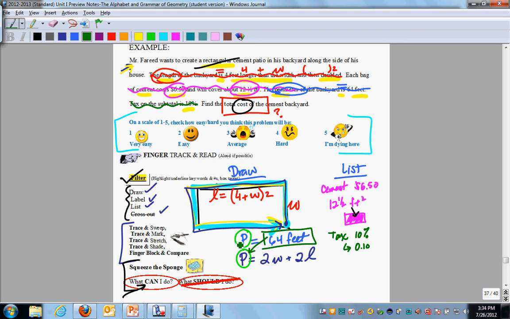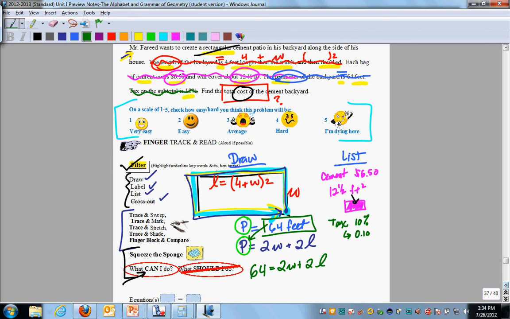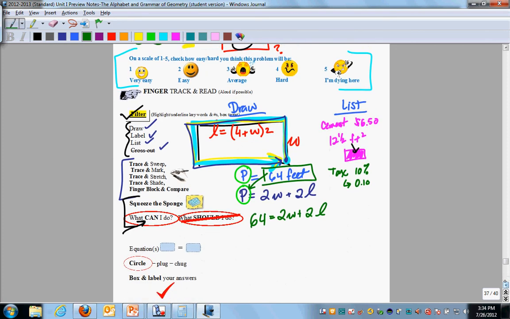I can replace 64 equals 2 widths plus 2 lengths. Okay, problem is we still have two variables. So let's see what we know about these variables.